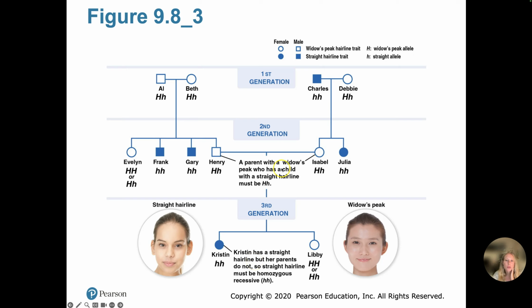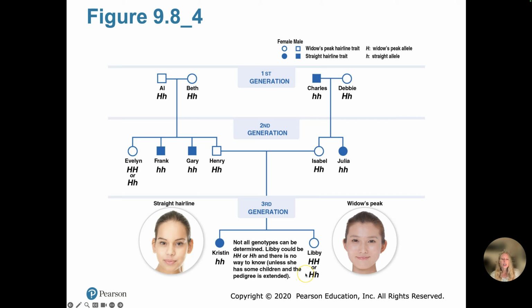And then a parent with a widow's peak who has a child with a straight hairline. Both Isabel and Henry have the widow's peak. That's the dominant trait. But their child, Kristen, has the straight hairline. That means they both have to carry that recessive allele. They have to carry the lowercase h. So we know that both Henry and Isabel are capital H, lowercase h, based on Kristen's genotype.